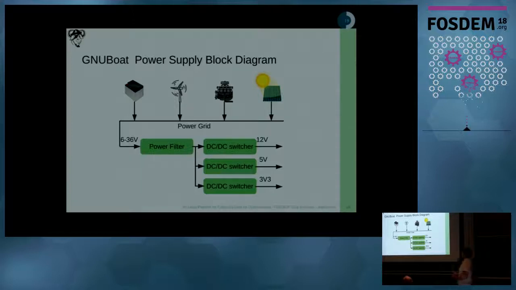So here we have a high-level overview of the power supplies. We have a power grid on the boat with a lot of generators. Sometimes we don't have any, and just a battery, which is also fine. It's an easy way. We have filtering, and we have multiple cascaded DC switches for supplying all the supply rails we need.